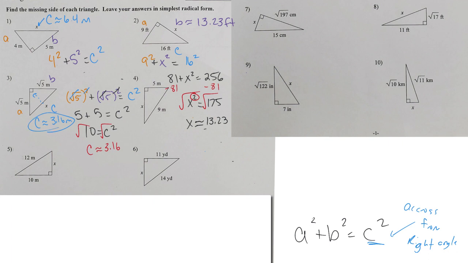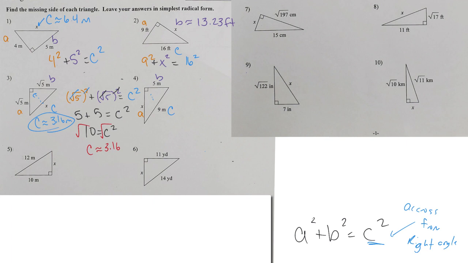All right, 4 I'm going to do the exact same way I've been doing everything so far. Remember, we always identify C first. C is always across from 90, so C is right here. It doesn't matter which one we call A. I can call X A. That means B is 5.